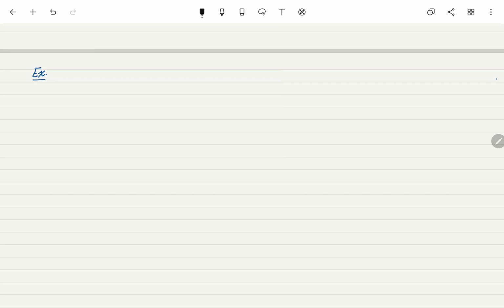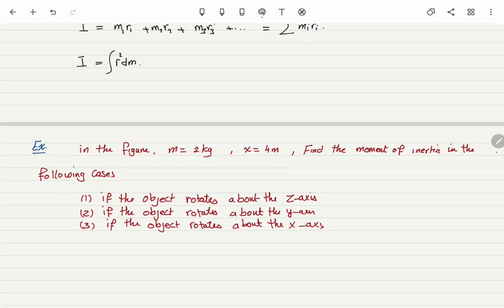Now let's have an example. In the figure, m equal to 2 kilograms, x equal to 4 meters. Find the moment of inertia in the following cases: if the object rotates about the z-axis, if the object rotates about the y-axis, and if the object rotates about the x-axis. So we have x and y coordinates, and we have a mass m located on the x-axis at a distance of 4 meters. This is the x-axis, this is the y-axis, and the z-axis is out of the plane.